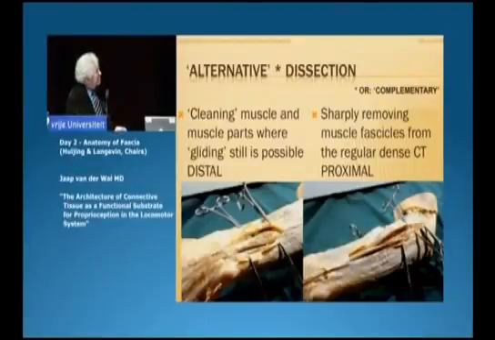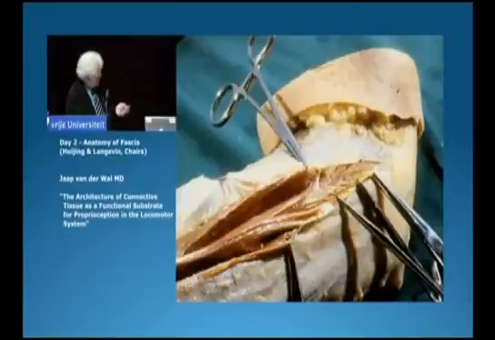But here something else has to happen. Here you have to remove sharply the muscle fibers from the regular dense connective tissue the antebrachial fascia here is. We called that in those days an alternative dissection. Maybe it's better to call it a complementary dissection in order to find, let's say, the anatomy that disappears when you start to dissect structures. And this is how it looks in the proximal region.